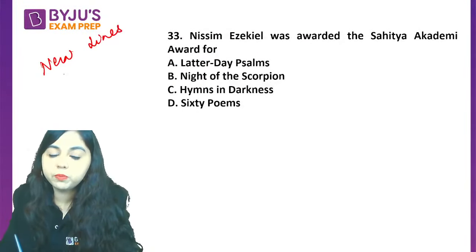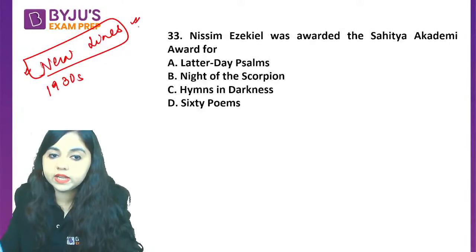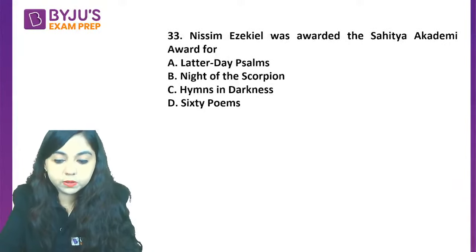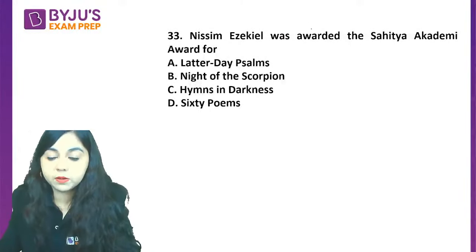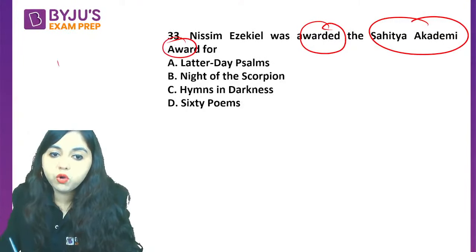New Lines movement poets, then the Movement Group, poets of the 1930s. Here, Elizabeth Jennings is coming, John Wain is coming, Philip Larkin is coming, New Lines movement poetry, Kingsley Amis is coming, right? All of those you need to keep in mind. Robert Conquest is coming. Nissim Ezekiel was awarded the Sahitya Akademi Award, and this is your homework also today.